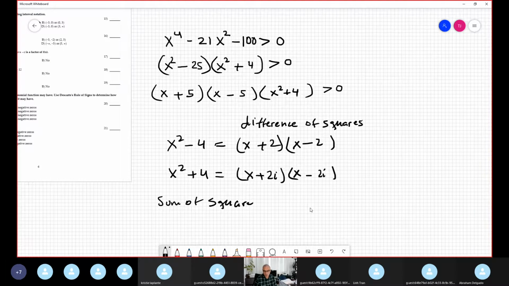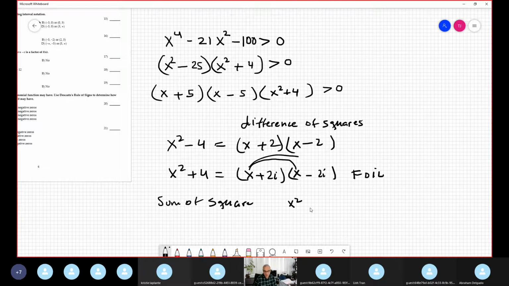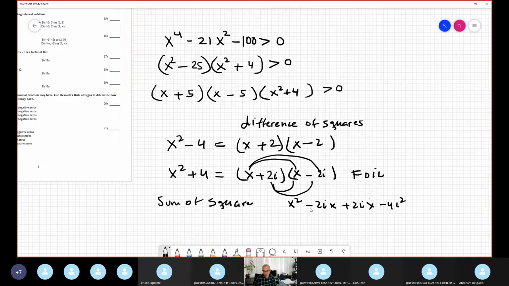You FOIL now, FOIL here, FOIL. Multiplication, x squared. Multiplication is minus 2ix. Multiplication, this is plus 2ix. And multiplication, this and this is negative 4i squared. No? This is cancelled, disappears the imaginary part. i squared, I know, gets negative 1. And negative 1 and negative 1 together become positive 4. Do you understand now?